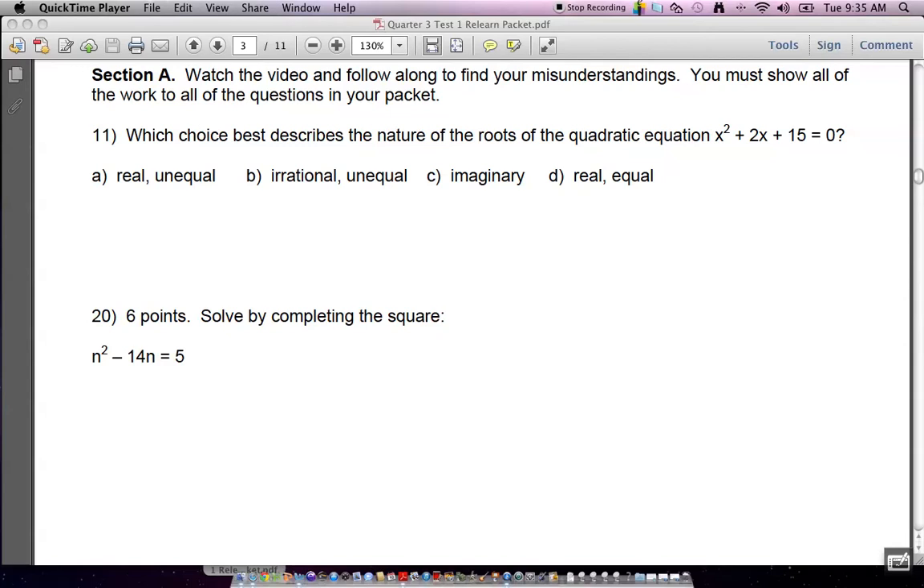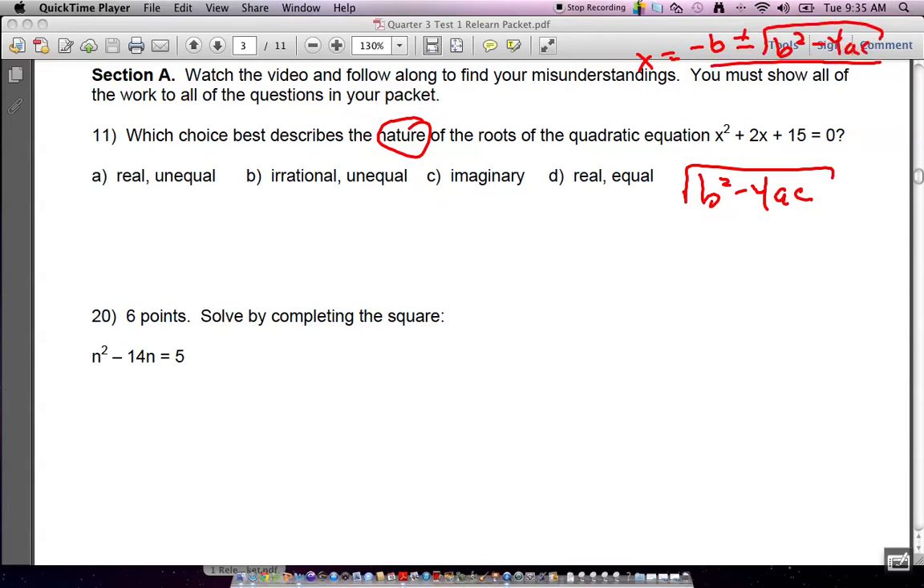All right, so number 11, what are the nature of the roots? And we said that the nature of the roots, what we're talking about is the character of the roots. And we said that that can all be determined by a thing we call a discriminant. Now, the discriminant is b squared minus 4ac. It's the part of the quadratic formula. If I write the whole quadratic formula, negative b plus or minus square root of b squared minus 4ac all over 2a, it's the part from here to here that determines what the character or the nature of the roots is going to be like. Are they going to be, choice A, real and unequal, choice B, irrational, unequal, C, imaginary, D, real or equal?